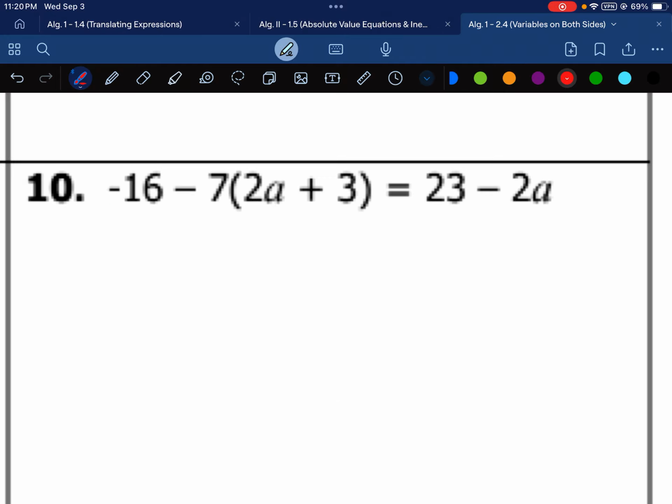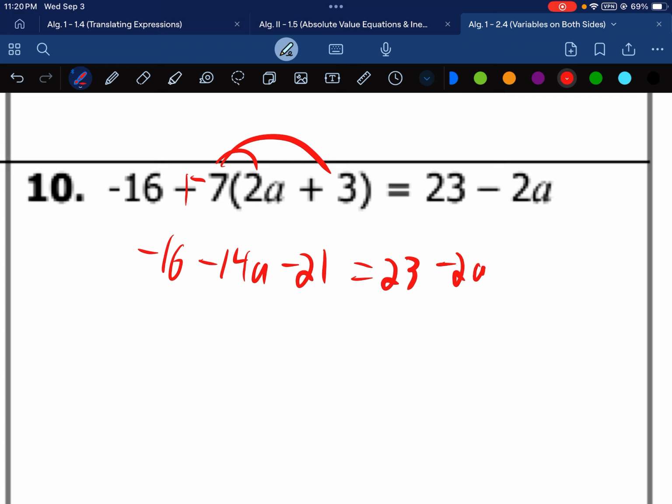Number 10 here, I have to distribute just this negative 7, so I have to make sure that it's not just a 7, but a negative 7. And so I get negative 7 times 2a is negative 14a. Negative 7 times 3 is negative 21, equals 23 minus 2a. On the left-hand side, I combine the constants, and I get negative 14a minus 37 equals 23 minus 2a. If I were to rearrange those two, that's perfectly fine, as long as I keep them both negative.